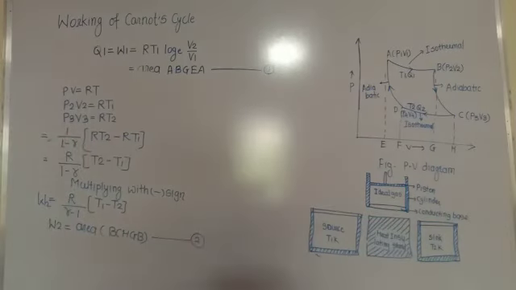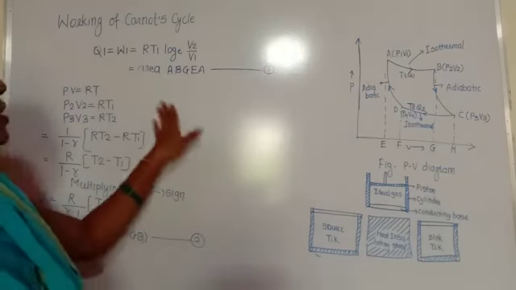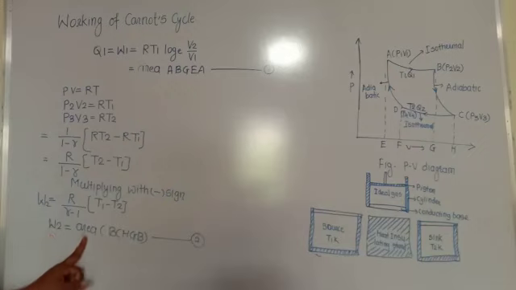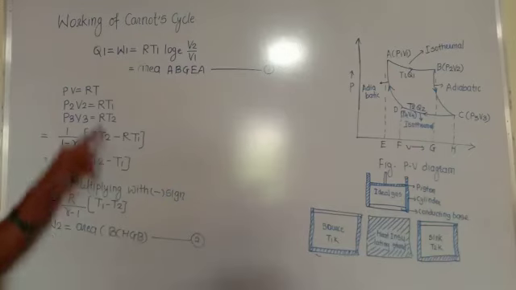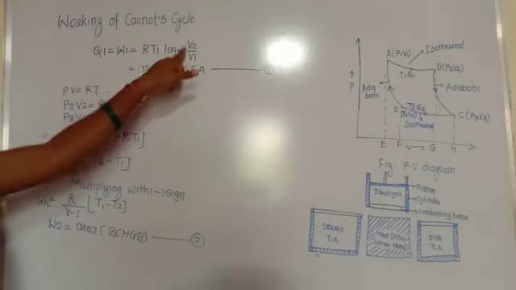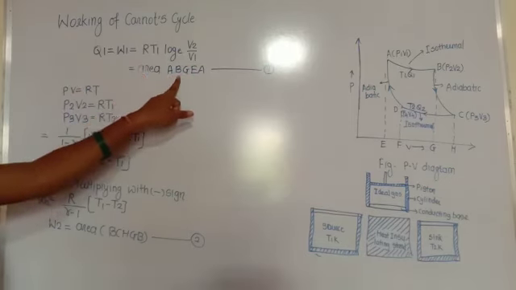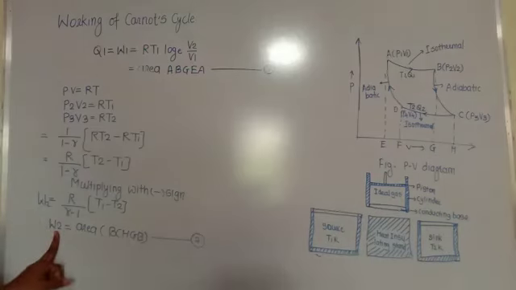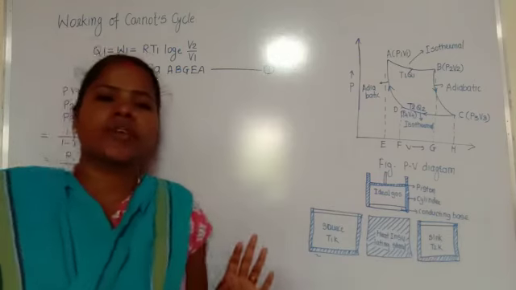Okay, so I hope you understand this equation, because I am taking the smallest small point, means we study here deeply according to the equations that we have solved. So this is the second expression, W2 equals area BCHGB, and this is the first, that is Q1 equals W1 equals RT1 log of V2 by V1 equals area ABGEA, and this is W2 equals area BCHGB. So this is the second equation we have calculated here.